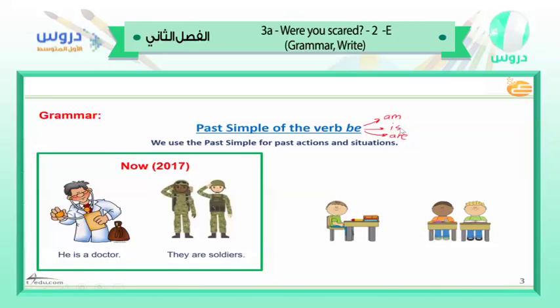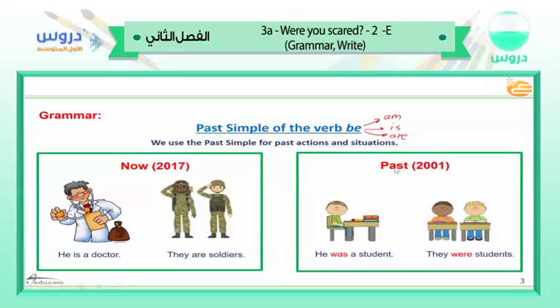Is, can you see it? This one, because we're talking about now. Now we will talk about these two soldiers. We will say they are soldiers. Are, okay, because it is present. But when we talk about them in the past, in 2001, for example, before 16 years, the doctor, he was a student. He was. Now he is a doctor. But 16 years ago, in 2001, he was a student. The soldiers now, they are soldiers, but in the past, they were students.